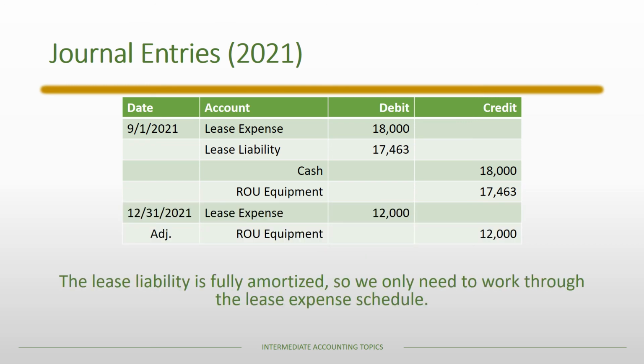What's very important to note is that as of 9/1/2021, the lease liability account balance is zero, meaning that the lease liability is fully amortized. So the only thing left after 9/1/2021 is the lease expense schedule. And so in this case, there would have been 4 months that passed from 9/1/2021 until 12/31/2021. And so similar to the previous year, we need to record $12,000 of lease expense, and that's reflected as amortization of the right of use equipment, also of $12,000.